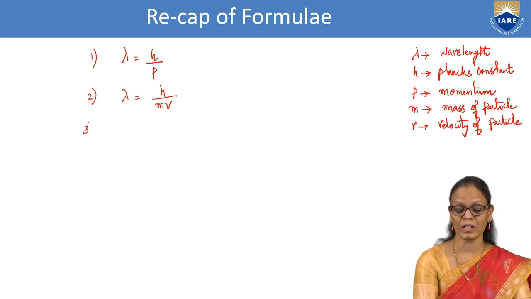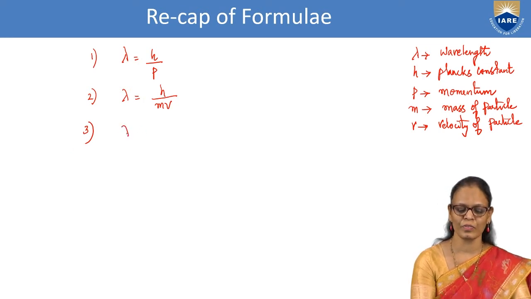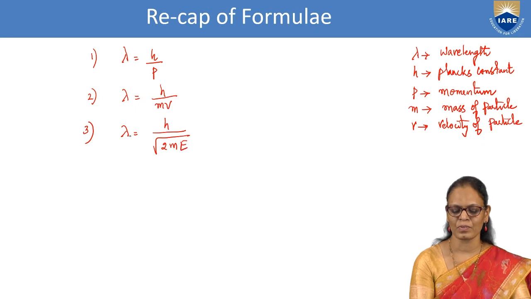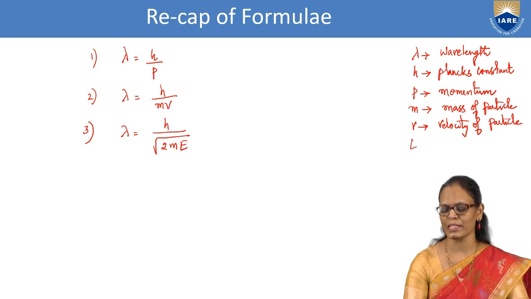Then if velocity is not given, but you know the energy of the particle, then you will use the formula lambda is equal to h upon under root 2mE. Lambda, h, m we have already mentioned. E here is the energy or the kinetic energy of the particle that is given. So we'll use this formula.